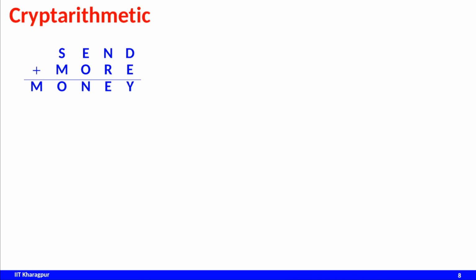Cryptarithmetic. From this problem you can easily understand that you have been given some mathematics in cryptic form. So here you have SEND, so when you add D plus E, it yields Y. When you add N and R, it yields E, taking into account the carry.